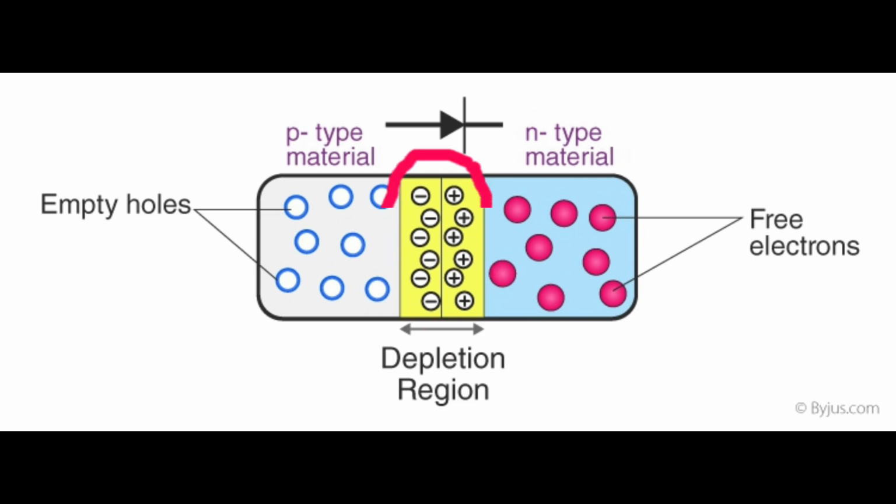Imagine the wall has a gap, or a depletion region, in the middle. This is where the electric field exists, repelling electrons and holes from both sides, making it difficult for them to cross. That was the example of the depletion region.